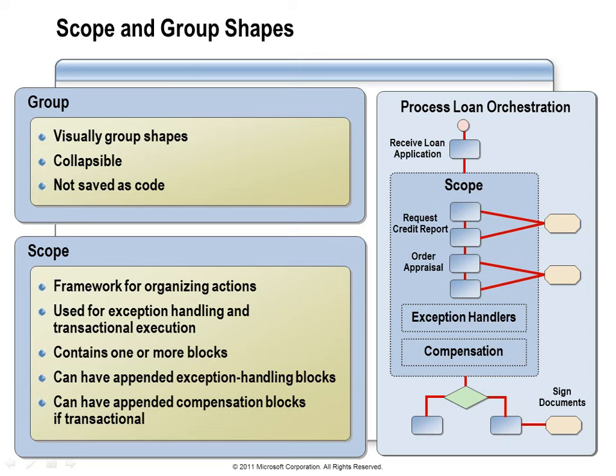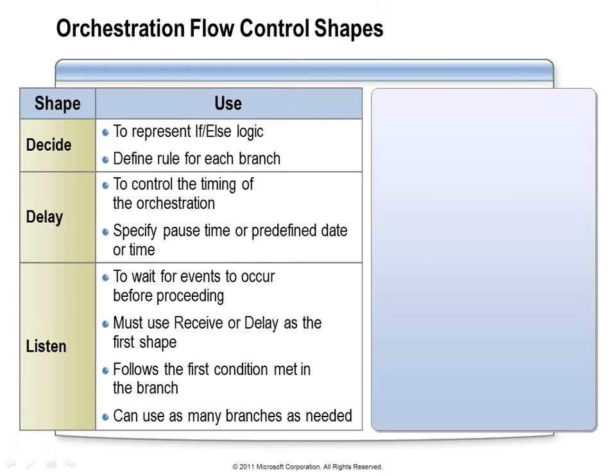Well, what do we do with this credit report and or appraisal? Well, maybe it needs to be archived. You can define the actions that need to be taken to "undo" the completion of this scope. And you do that by adding instructions or shapes to the compensation block. So we'll talk more about exception handling later in this module, and then we will revisit transaction compensation in the next module.